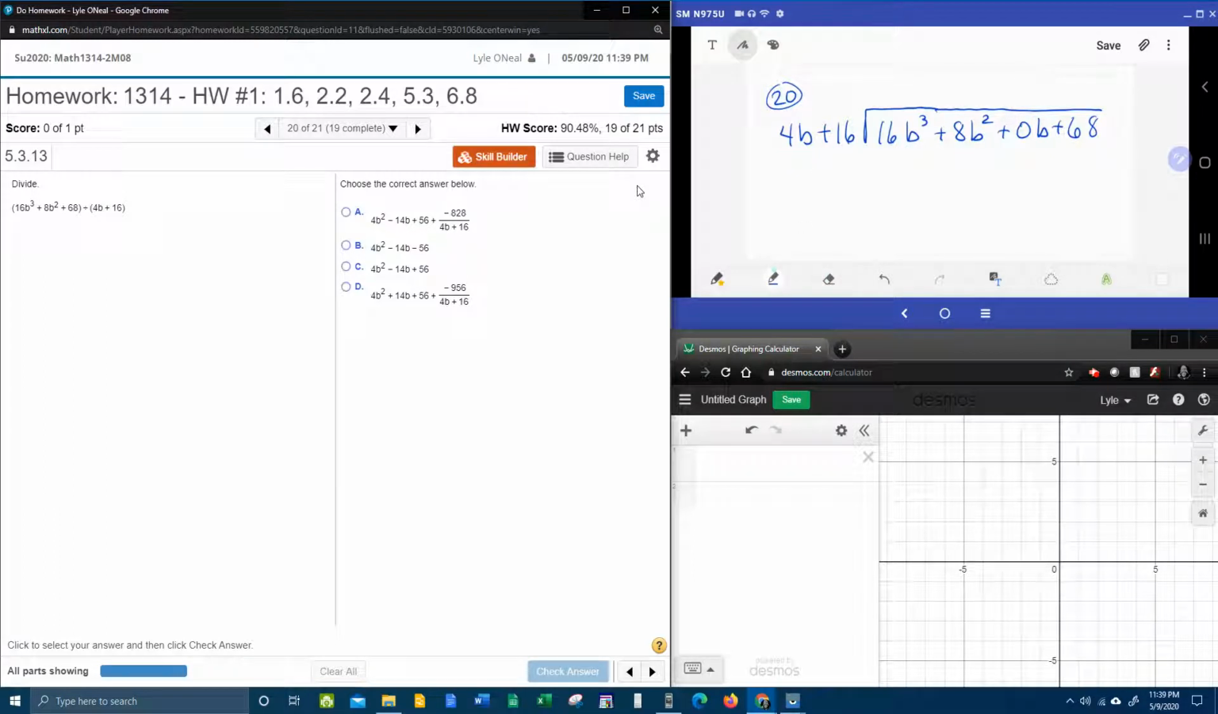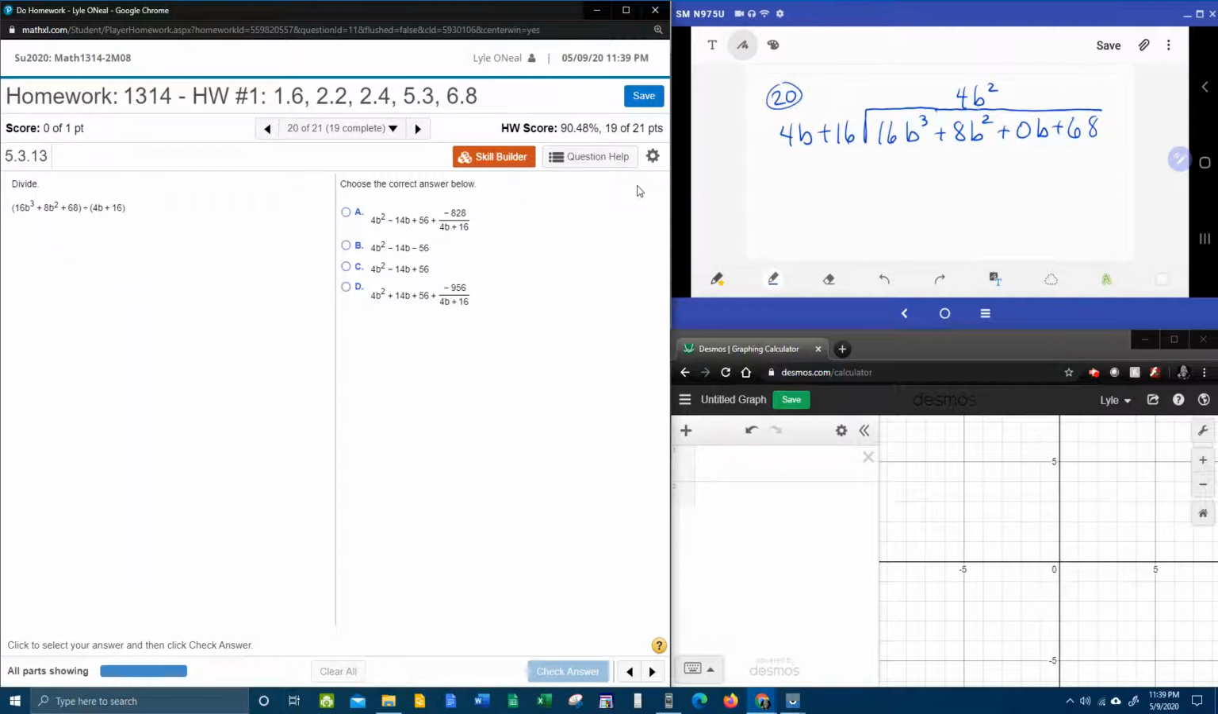All right, so here we go. 16b to the third divided by 4b is going to be 4b squared. And do you see where I wrote that? I like to keep my like terms lined up. So we're going to put that right there. And then we're going to take this 4b squared and we're going to distribute. That's what's going to happen next.